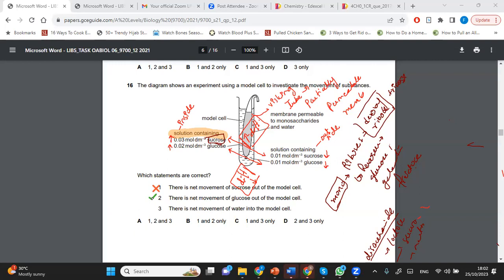Yes, the water is going to move into the cell because inside the cell we have a lot of sucrose and glucose. We have a lot of solute, right? We studied the topic, we talked about solute potential and solvent potential. Since we have a lot of solute, the water potential inside the cell is low. So water will move from outside the cell to the inside of the cell. Hence, our answer over here is option D, 2 and 3 are correct.